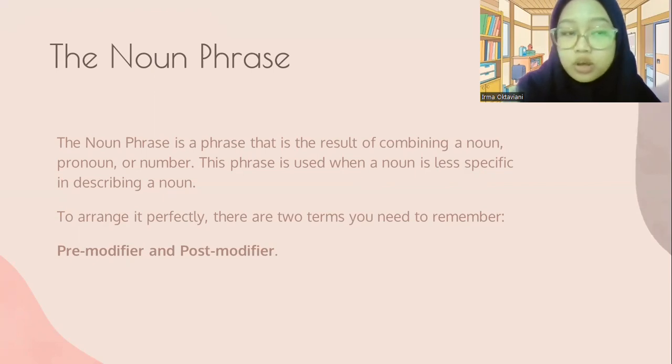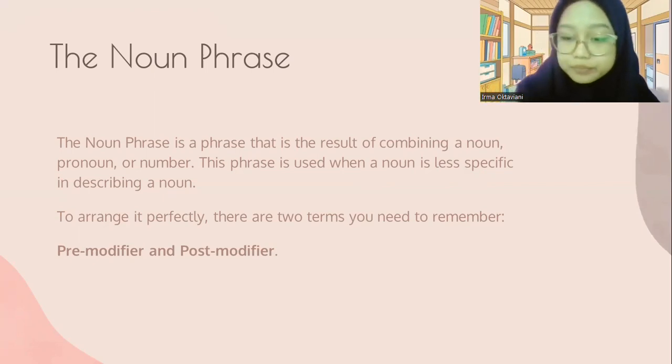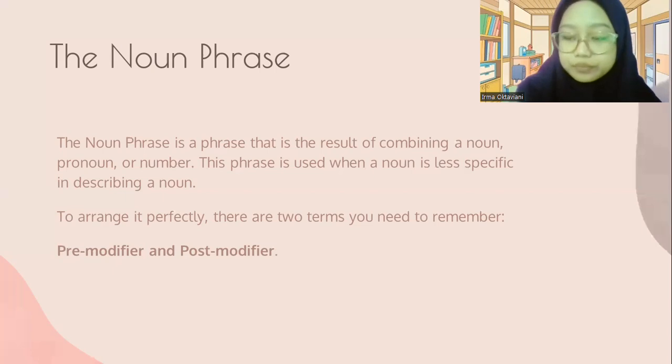The combinations that are made are combinations of nouns, pronouns, or numbers. Then how to compose a noun phrase? To arrange it perfectly, there are two terms that you need to remember: premodifier and postmodifier. The premodifier is an affix word that is added in front of a main noun, while the postmodifier is an affix word that is added after a noun. Okay.